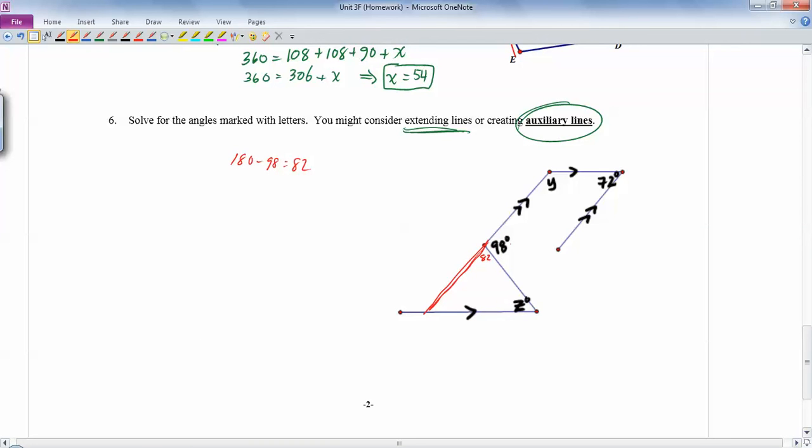What else? If I extend these lines, notice these are parallel. So the 72 right here, we could do alternate interior angles to get this 72. Like notice the Z shape right there for alternate interiors. Or you could slide this 72 over to here for its corresponding angle. So then we could figure out Y has to be 108.